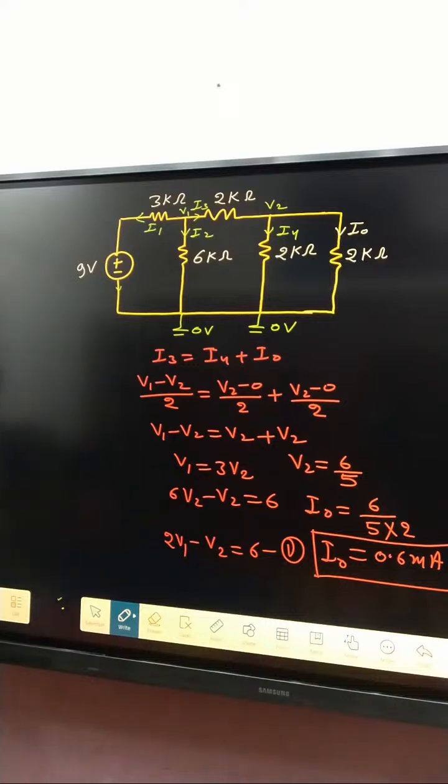So I0 is 0.6 milliampere, which is the right answer. That question is okay. Now after that, we will take another problem.